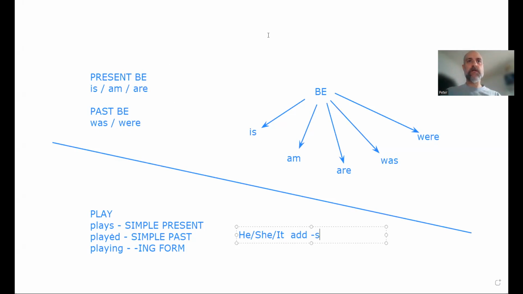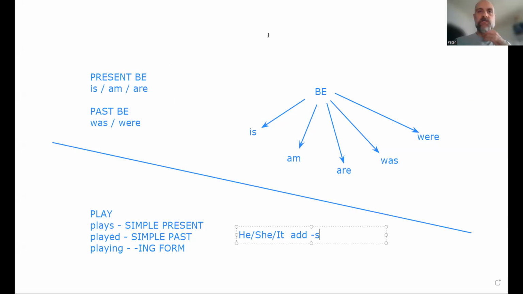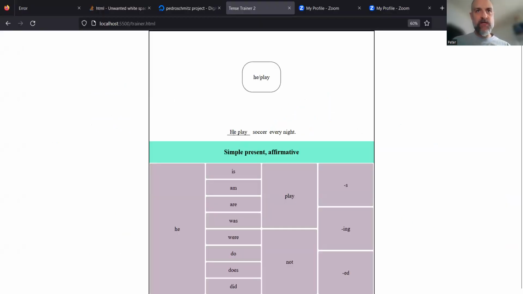Now, let's take a look. So let's see. So he play. Now we have he, so we add an s. He plays, and there you go. He plays.